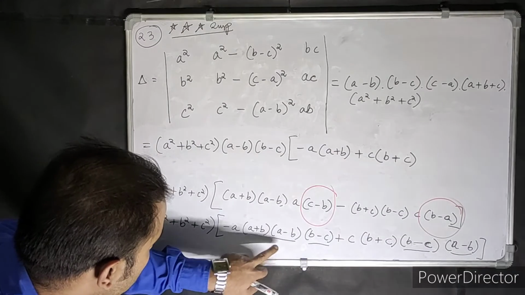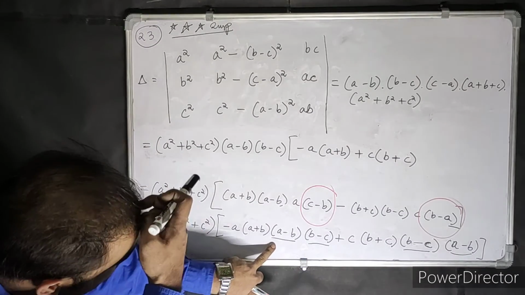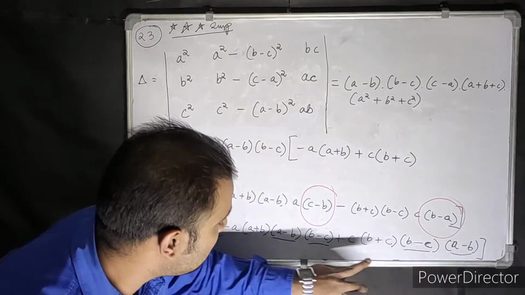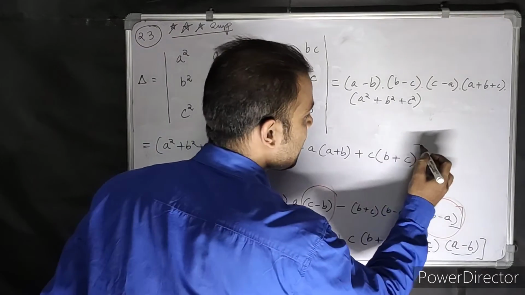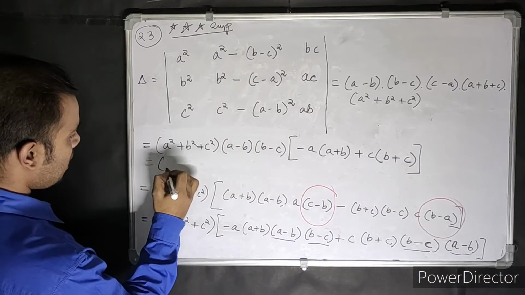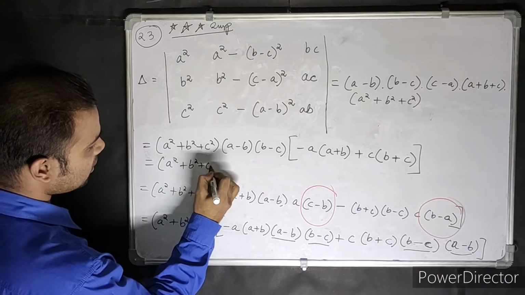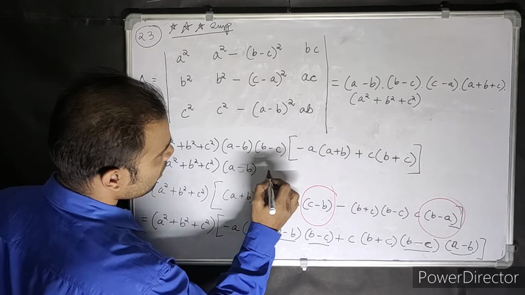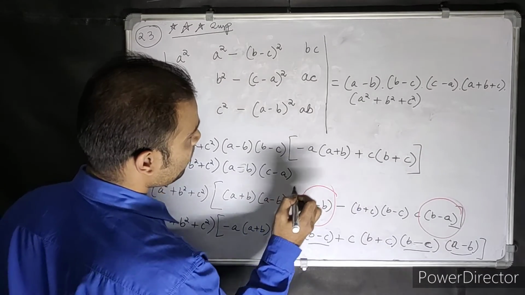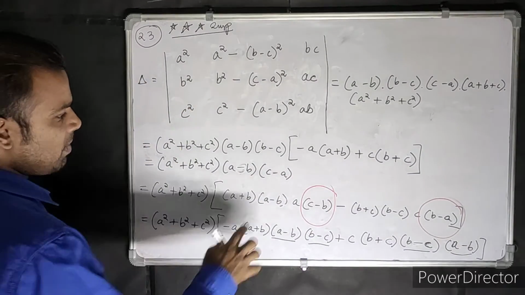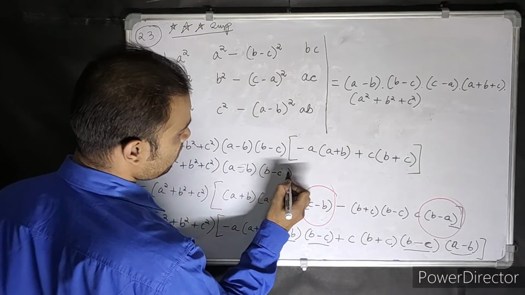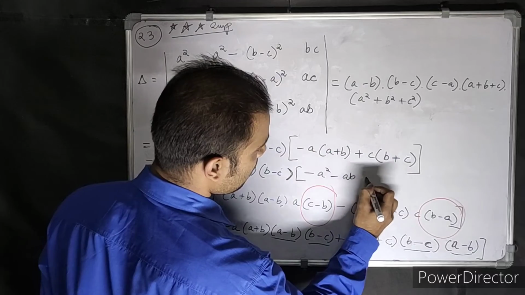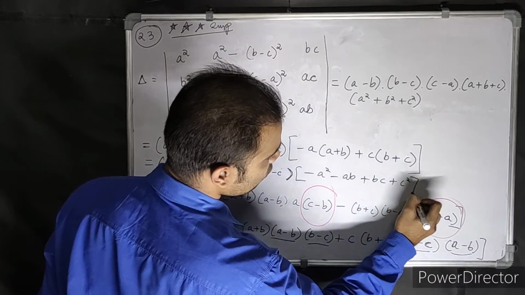I changed this, right? Yeah, a minus b was normal as it is. I changed this to b minus c, made this a negative. Then I changed that also to a minus b, put the negative over here. And I don't think that anything is wrong over here. Now from here, a square plus b square plus c square, then a minus b, b minus c. Now from here, let's multiply: minus a square minus ab plus bc plus c square.